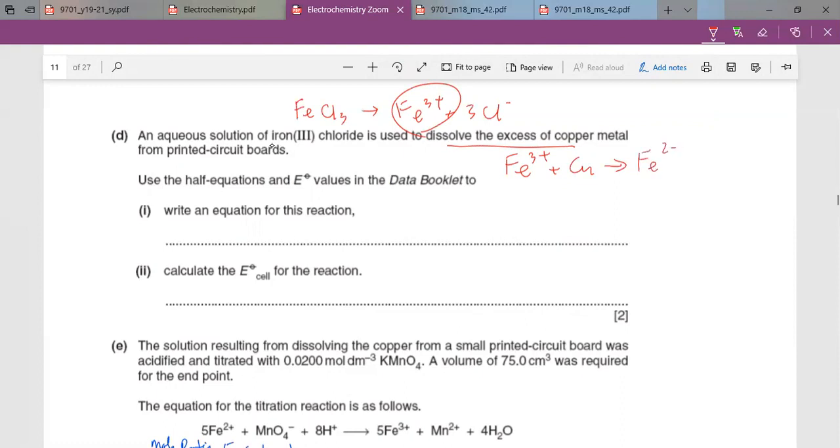Fe2+ and Cu2+. This one of course will gain electrons. This one will lose 2 electrons, from here to here. So minus 2 electrons. This one here, 2 Fe3+ will gain a total of 2 times 1 electron. So this is the overall equation. You can do it up here, you can do this later by yourself. We did it before.